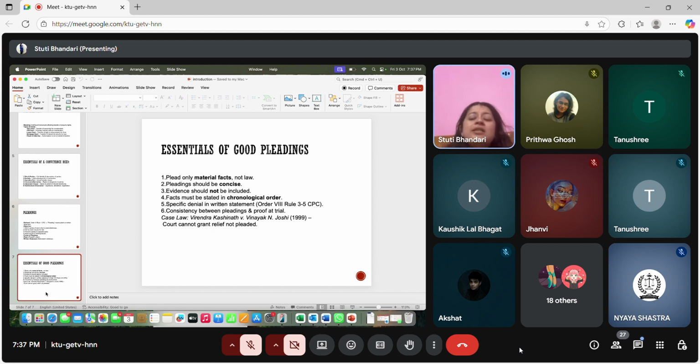Now coming to essentials of a good pleading. As I said, a pleading should contain only material facts. आपको law लिखने की जरूरत नहीं है. See, criminal side, जब हम criminal, मैं आपको दो चीजें कराऊंगी criminal में, basic एक FIR, एक anticipatory bail, and a criminal complaint. So उसमें there you can use a bit of law in proving your case.